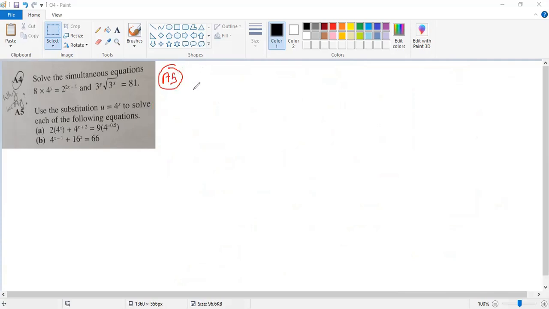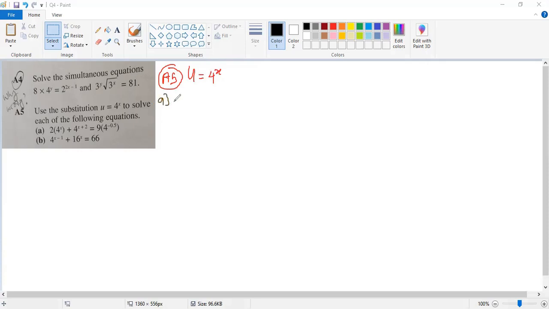Question A5. Use the substitution. They even tell you which substitution to use. So kind of them. 4 to the power x to solve each of the following equations. Okay, u is 4 to the power of x. Let's try to write the equation first, please.